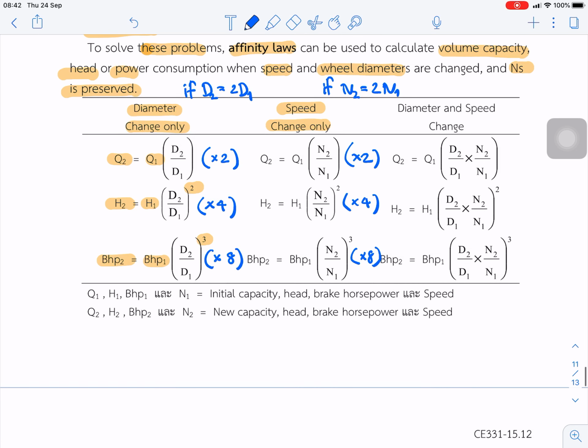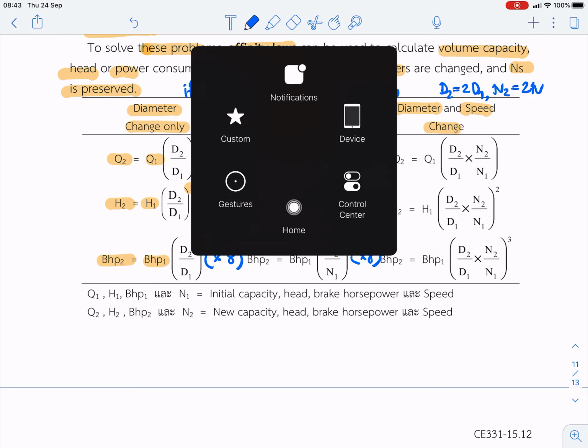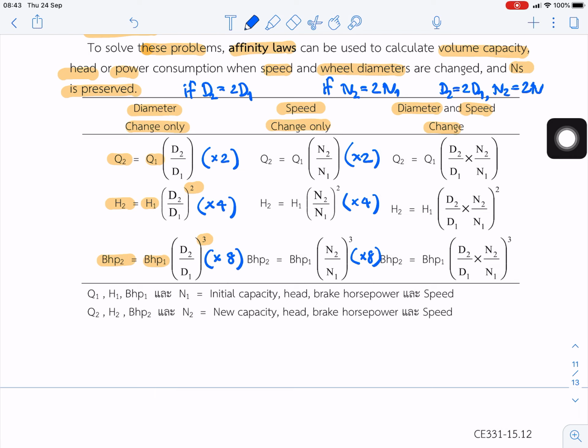In case of both diameter and speed change, if D2 is 2 times D1 and N2 is 2 times N1, we expect Q to increase 4 times, head to increase 16 times, and power to increase 64 times compared to the original diameter and speed.